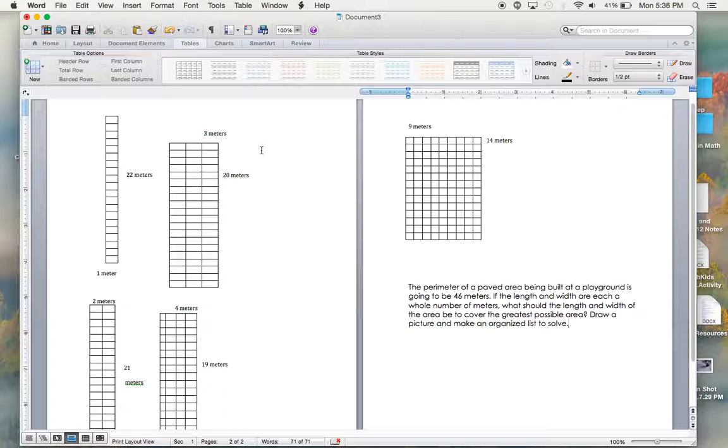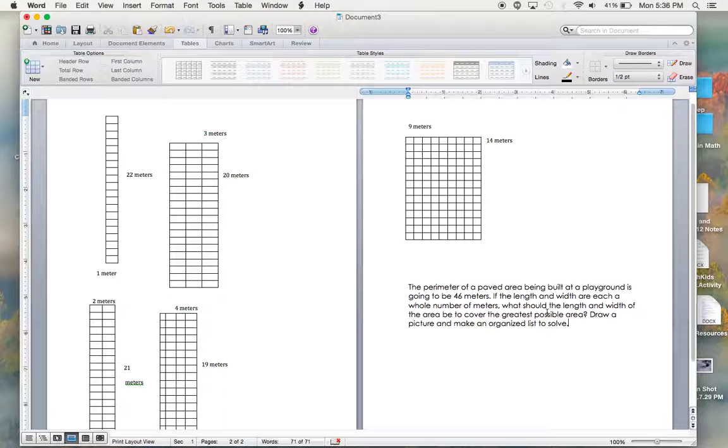Okay, so I wanted to explain a little bit about this problem that you were having questions on in the portfolio. The question says the perimeter of a paved area being built at a playground is going to be 46 meters. So the perimeter is all the way around the edge. The perimeter is like the fence line of a property.